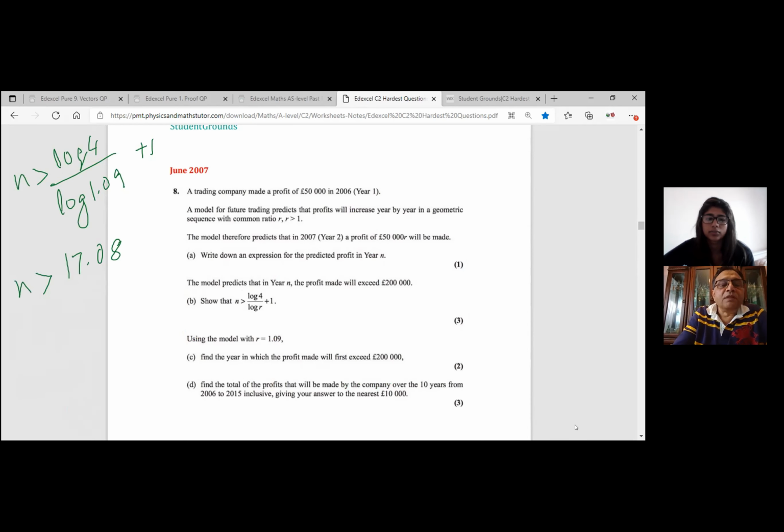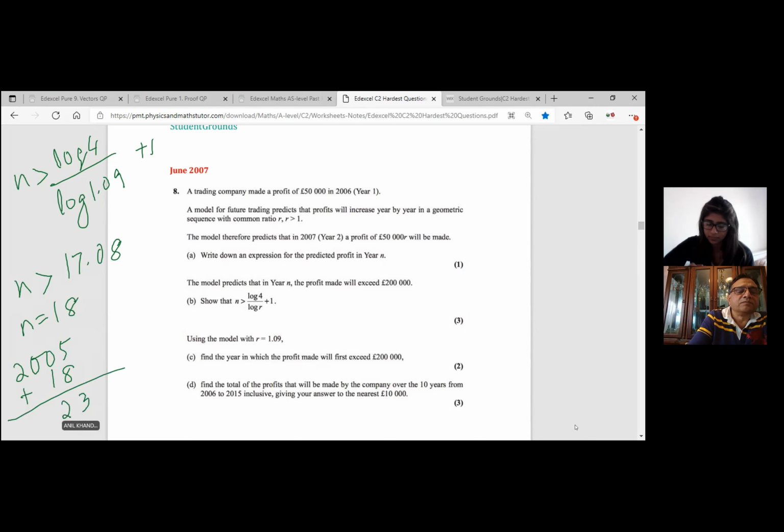So we have defined n as years since 2005, right? So it says the model predicts this profit. Using this, find the year in which the profit made will first exceed this much. So 17.08 means if I add 17 to 2005, that will not be the year. We have to add 18, correct? Yeah. So that means n equals 18. So now we can add 2005 plus 18 and get our year. You get the idea? Yeah. So 2023. It will exceed this.